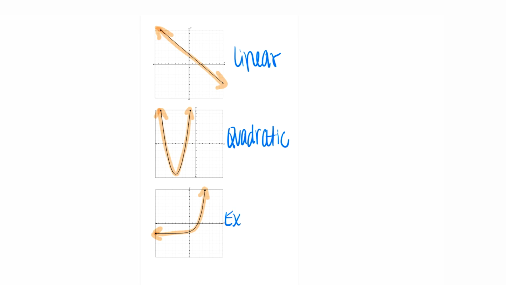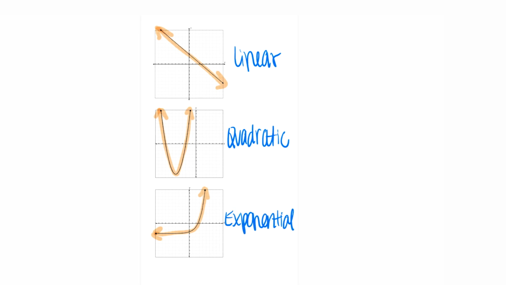If you're given a coordinate plane and your function is a straight line, that means it's linear. If your function looks like a U shape, this is called a parabola, and this is a quadratic function. If your function has a curve or part of it is pretty flat and then all of a sudden it gets steep, that is an exponential function.